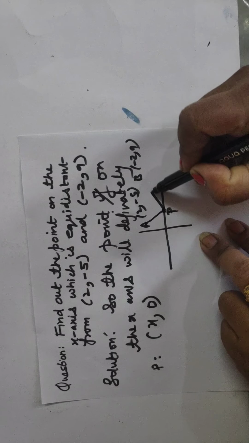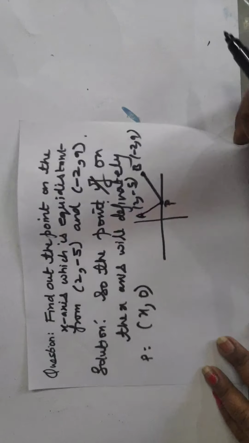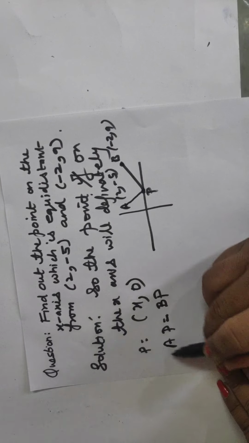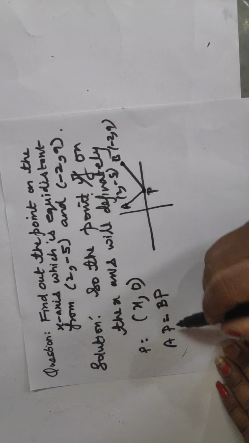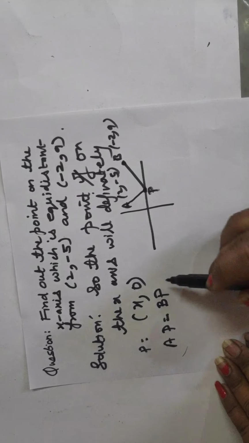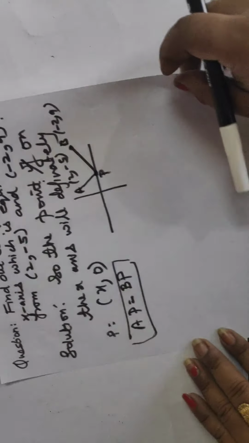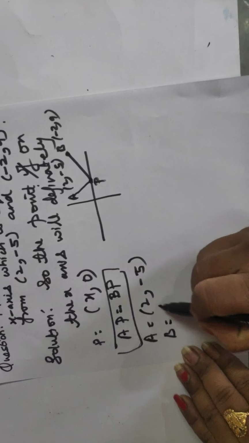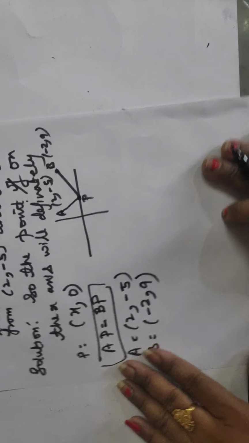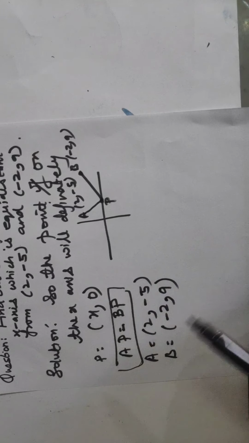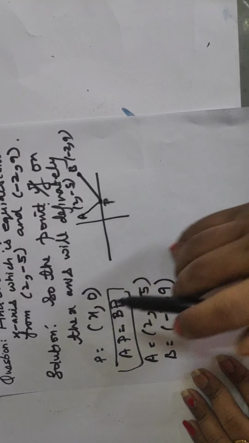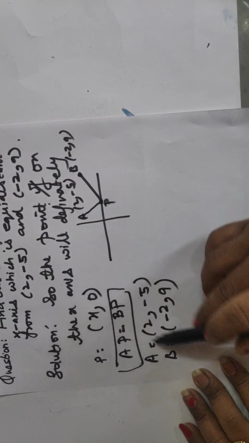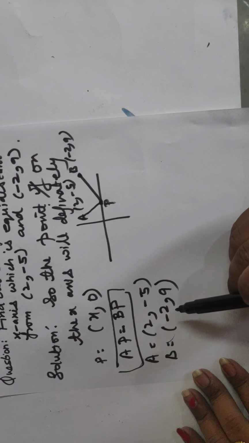So the distance between these points are equal, means AP is equal to BP. This is the information that is given to us. Suppose the point A is 2, minus 5 and B is minus 2, 9. So to find out the value of point, that is x, 0, since it will definitely be 0 here, we need to find out the value of x. We will use this information and we will use here the distance formula.